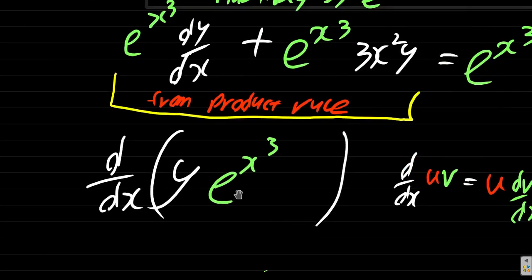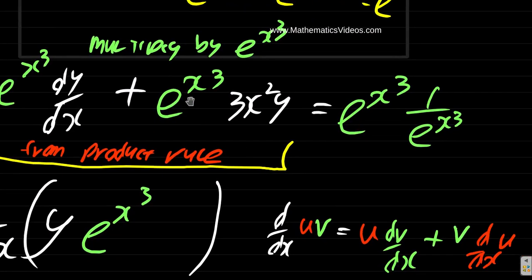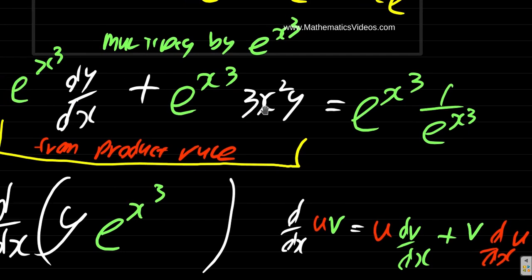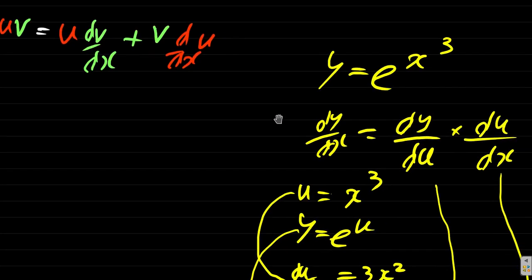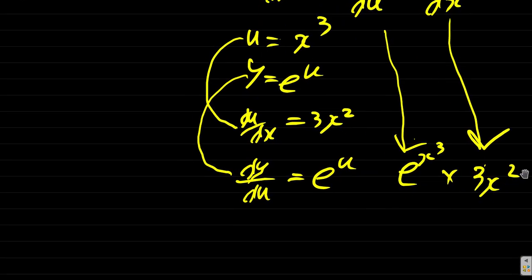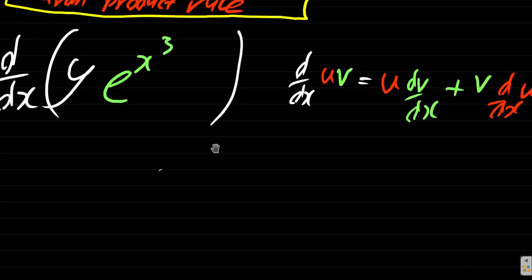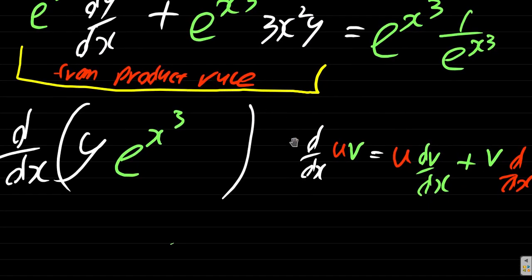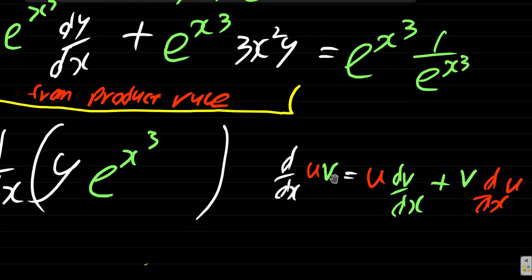You see? See that I wasn't lying? When you differentiate e to the x cubed, you get 3x squared e to the x cubed. You have it right here. So that came from the product rule.